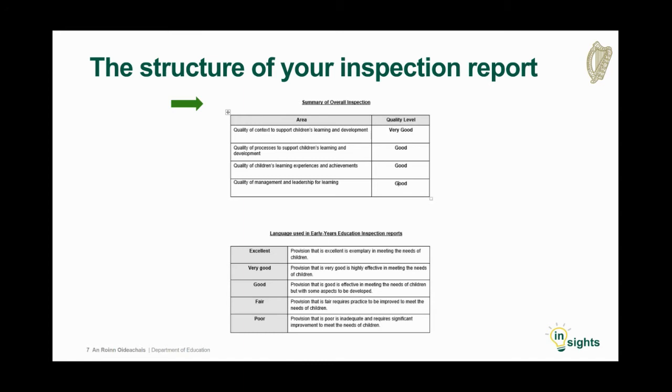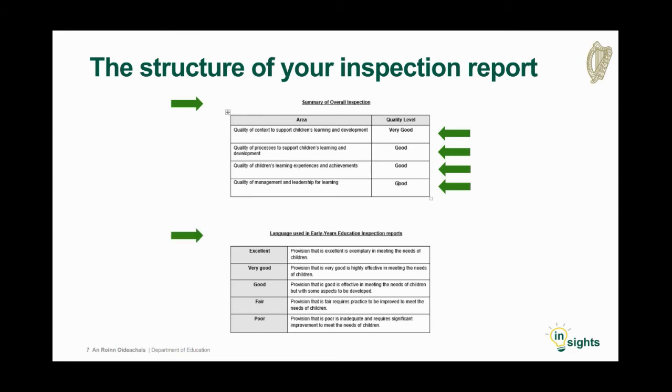So in this example inspection report, the summary of the overall inspection states: Area 1, the quality of the context to support children's learning and development was evaluated to be very good. Area 2, the quality of the processes to support children's learning and development. Area 3, the quality of the children's learning experience and achievement. And Area 4, the quality of the management and leadership for learning, were each evaluated to be good.